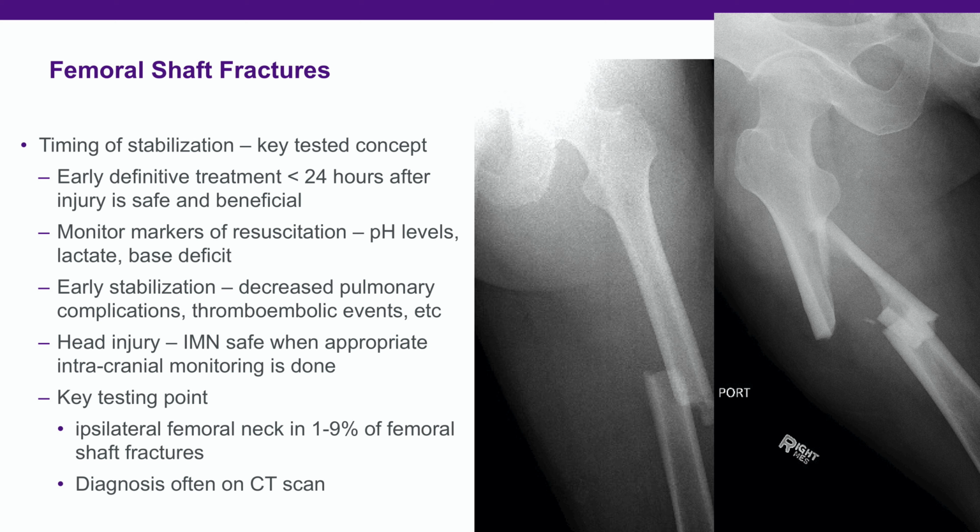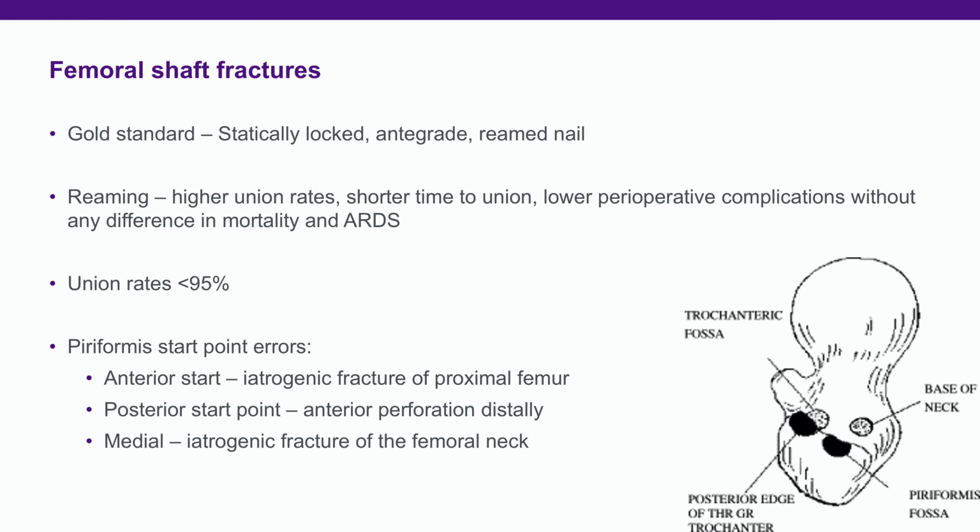If there is any question of stability or the patient's resuscitation status, X-fix is the answer. Ipsilateral femoral neck fractures occur in 1 to 9% of patients and are missed about 30% of the time. Preoperative hip AP and lateral radiographs, as well as a CT scan if possible, should be scrutinized to avoid missing this injury, as this can have devastating consequences.